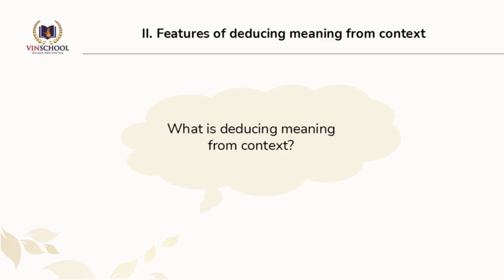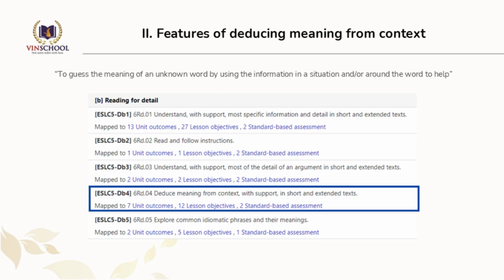What does deducing meaning from context mean? According to Cambridge, deducing meaning from context means to guess the meaning of an unknown word by using the information in a situation and/or around the word to help.